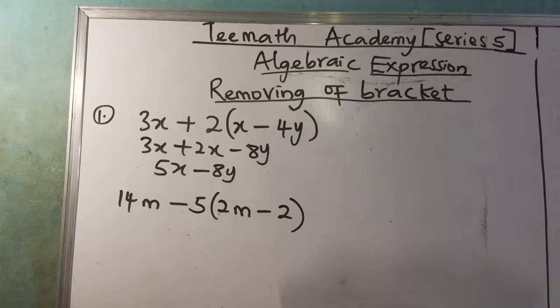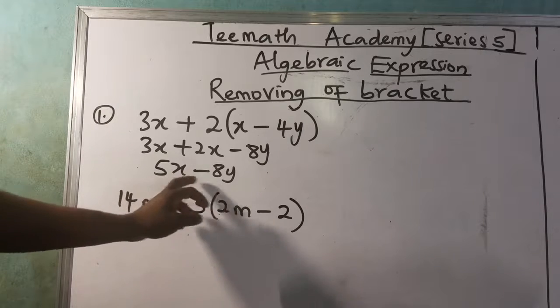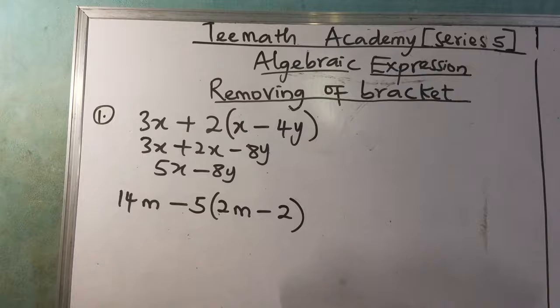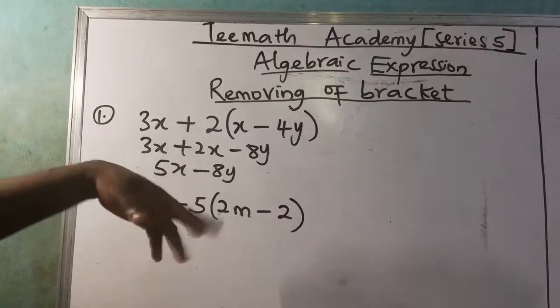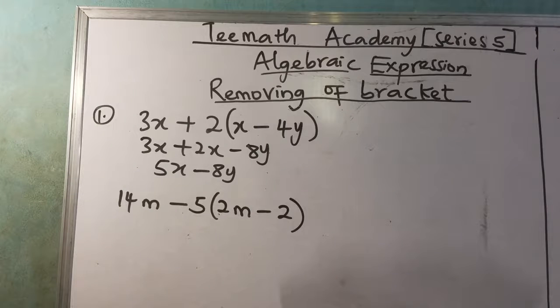You can go to series 1 to learn all these operations with variables. When you have different variables, you cannot do anything. You leave it like that because they are not related. They are not the same letters. Leave it like that. That is the final answer. Take a look at number 2.